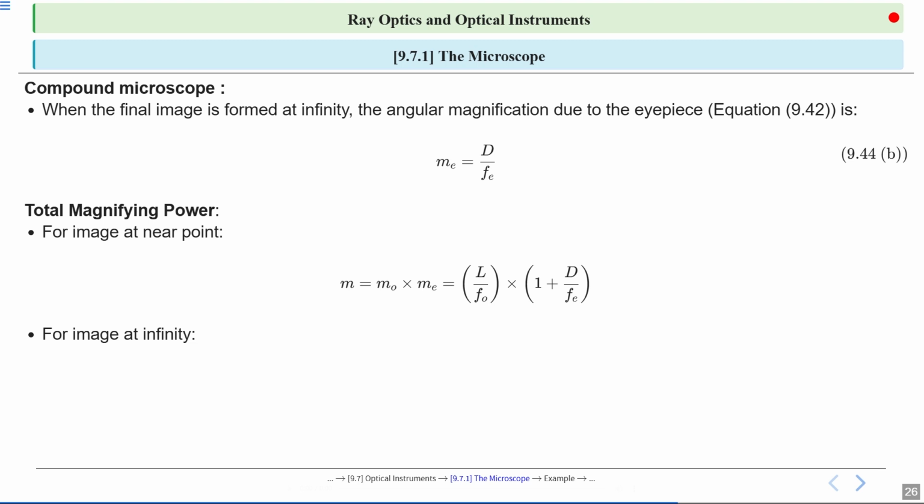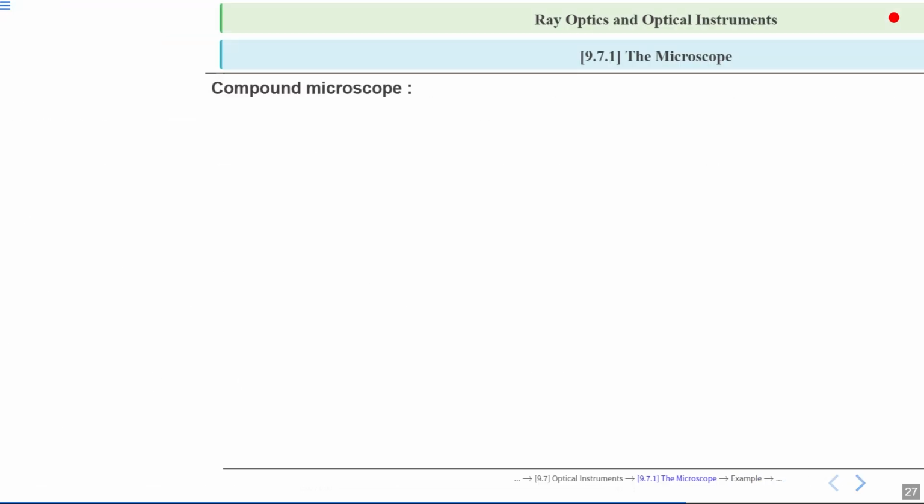Alternatively, when the image is formed at infinity, the formula for magnifying power changes slightly. This is another common setting for microscopes, especially when the user wants to reduce eye strain during prolonged observation. So for an image at infinity, the magnifying power is given by m equals L upon f naught multiplied by d upon fe. This formula highlights the relationship between the tube length, focal length, and the least distance of distinct vision in determining the magnification.